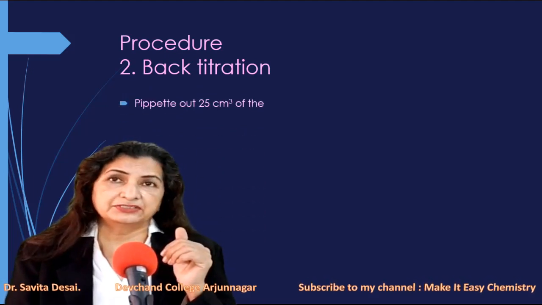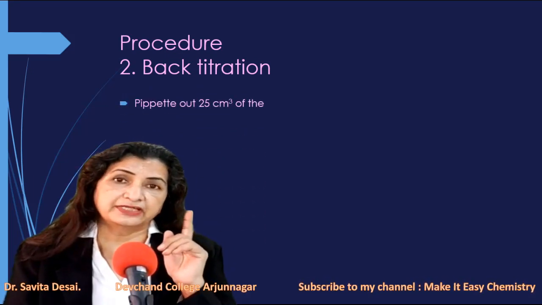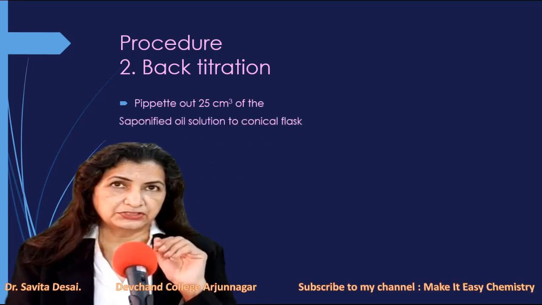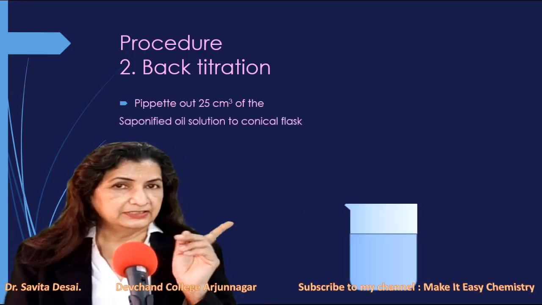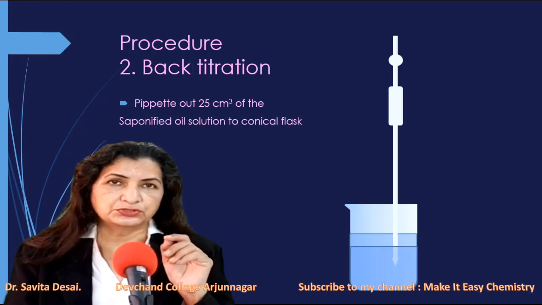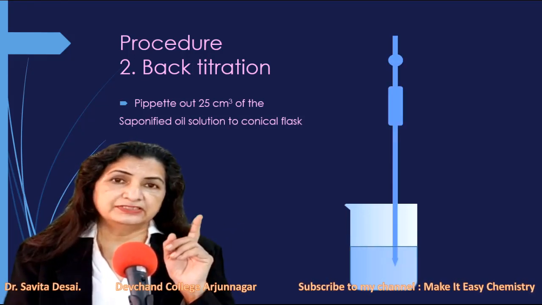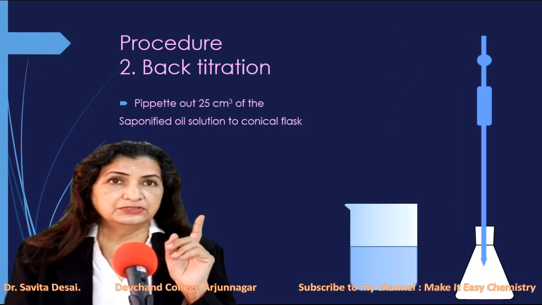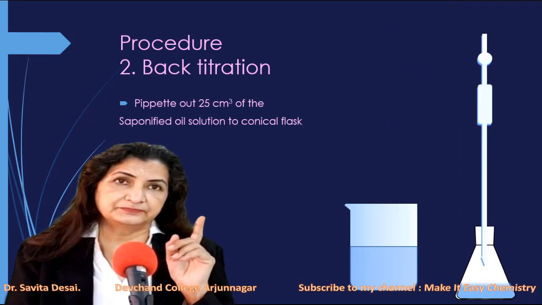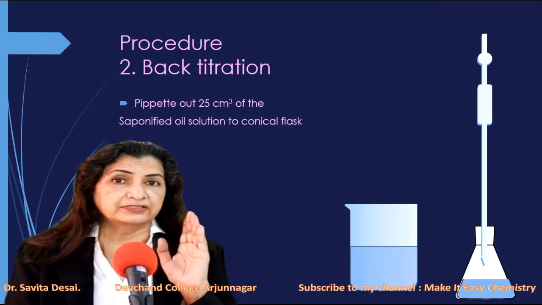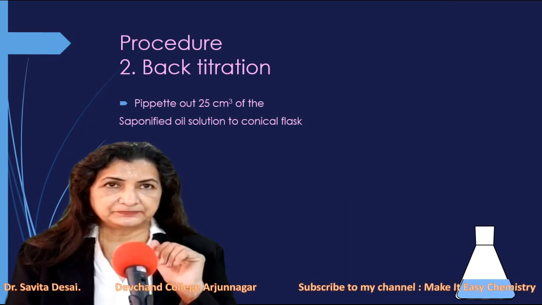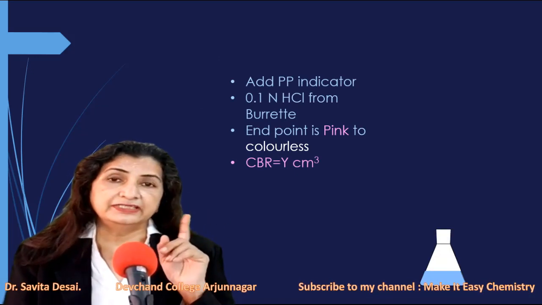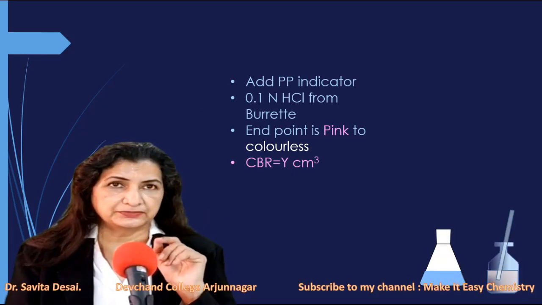So in back titration, we pipette out 25 cc of the saponified oil solution into the conical flask. This is the saponified oil solution. 25 cc of this is pipetted out and transferred to the conical flask for the titration purpose. Then we are going to add phenolphthalein indicator into this solution.